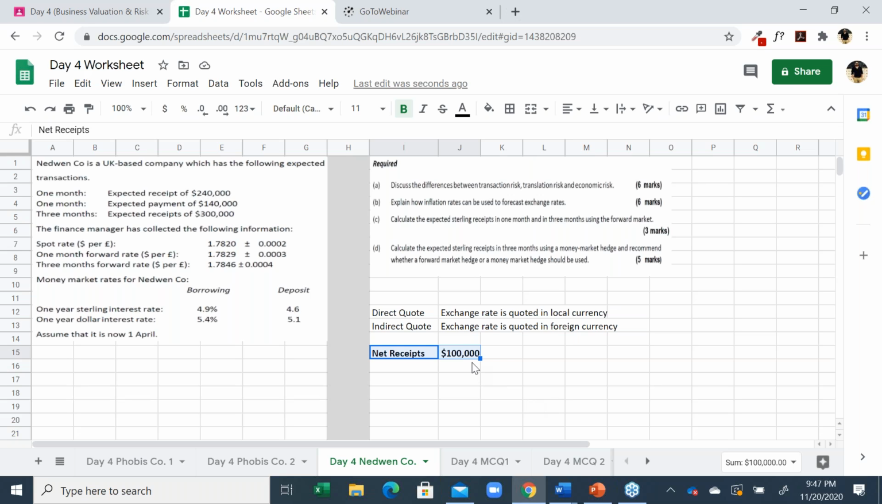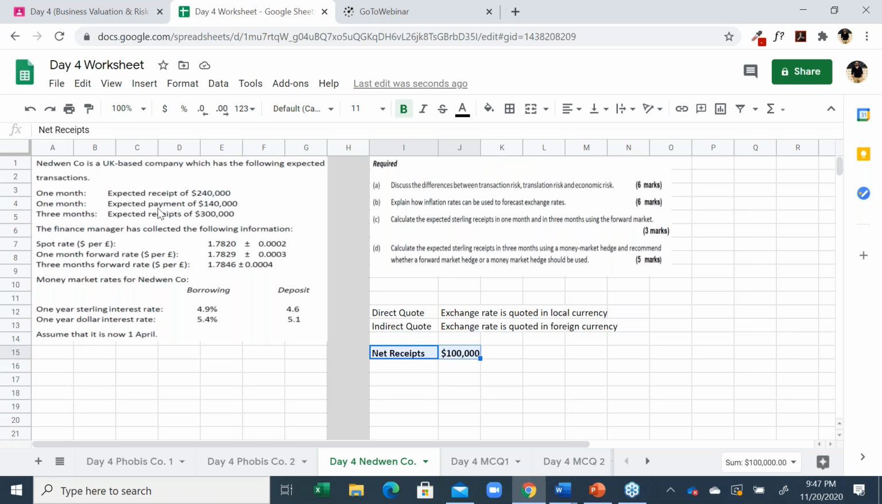So it's better to hedge the difference, because at the time when we will be receiving 240,000, we can pay 140,000 out of this receipt. So we will be only left with $100,000 after 1 month's time. So better to hedge this $100,000 only. And in case the payments were higher, we would have written net payments. So it depends on whether receipts are higher or payments are higher.